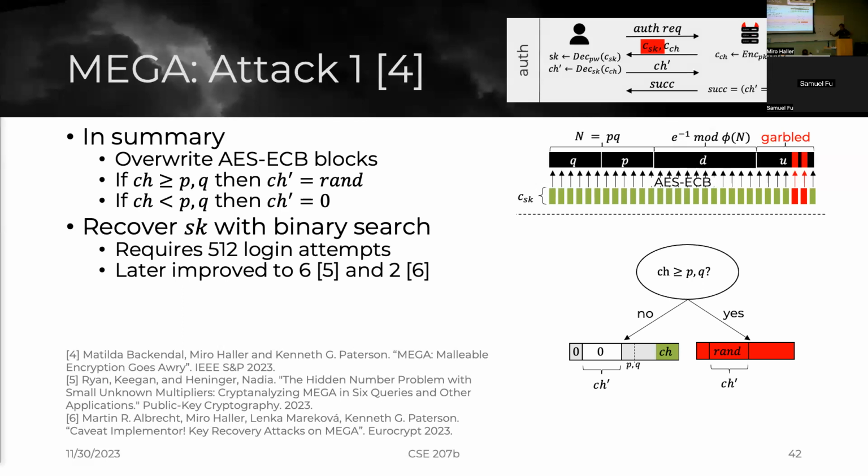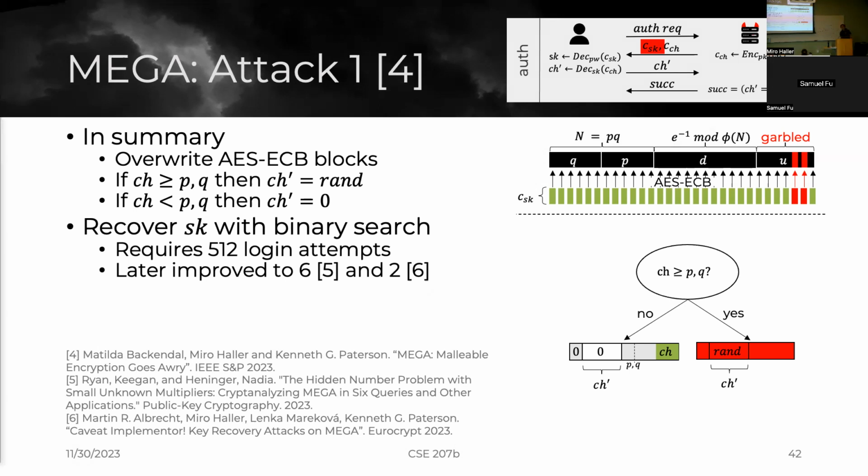No one has actually been exploited by this because you would have needed to log in 512 times. Fair enough. We improved the attack rate, or Keegan improved the attack, to 6 login attempts afterwards, which is hard to claim that no one logs in more than 6 times unless your service is not used. And then we reduced it to 2 login attempts later. So the attack got better. It also got much more complicated.